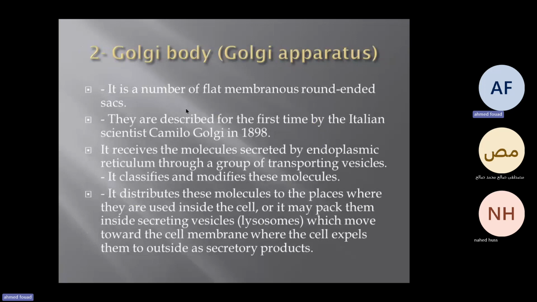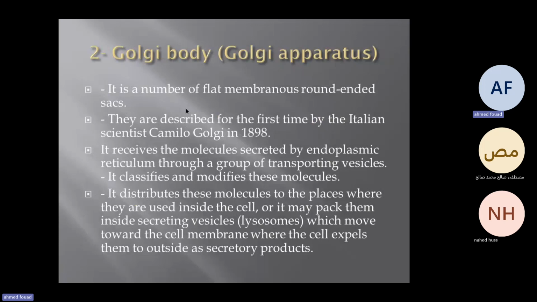جولجي بادي اور جولجي apparatus عباره عن canals flat has round end. طبعا هي Golgi bodies it is given this name due to the Italian scientist Camillo Golgi اللي هو discovered اللي هو كان the first one who saw this apparatus in the cell. طب ايه وظيفه الجولجي بادي؟ الجولجي بادي ده بيعمل receive all the secreted substance secreted by the endoplasmic reticulum.